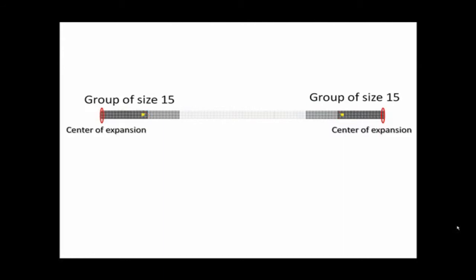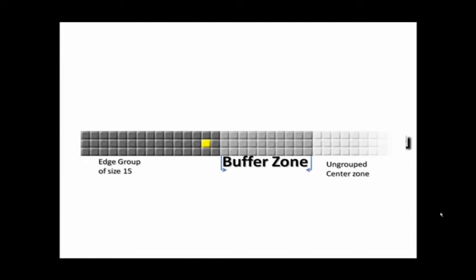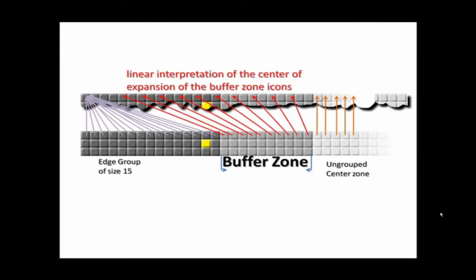In our second iteration, we developed a hybrid technique, which used a group size of 15 on the two edges, with the center of expansion at the screen edge, and individual ungrouped targets in the center. A buffer zone is placed between, consisting of 10 individual targets, but their center of expansion is based on a linear interpolation of the screen edge and the center of expansion of the first target in the center zone.